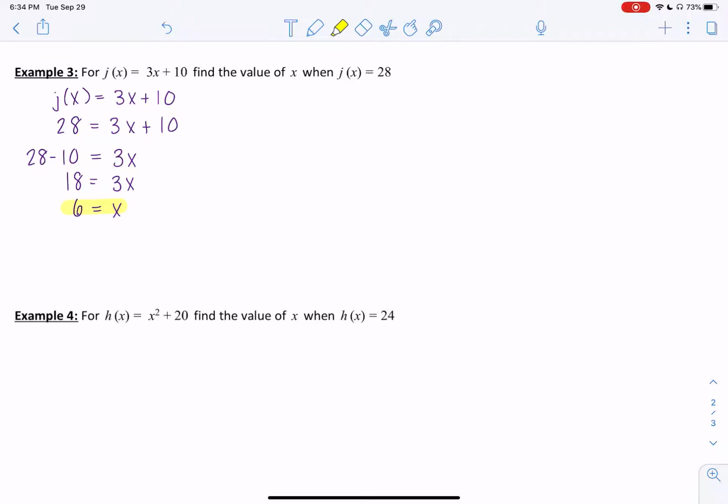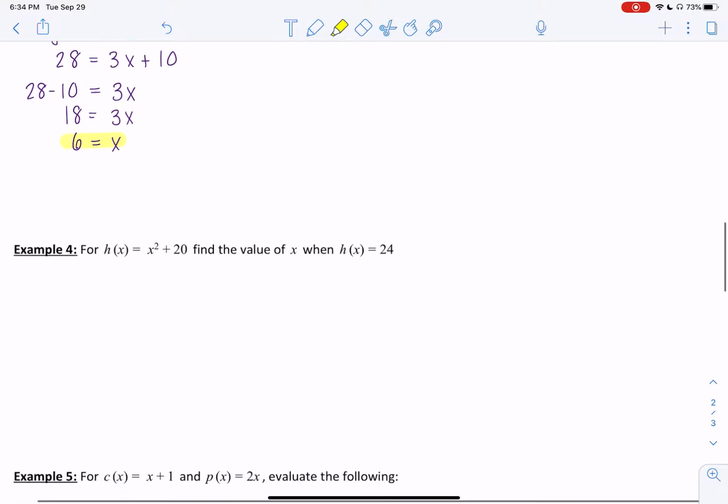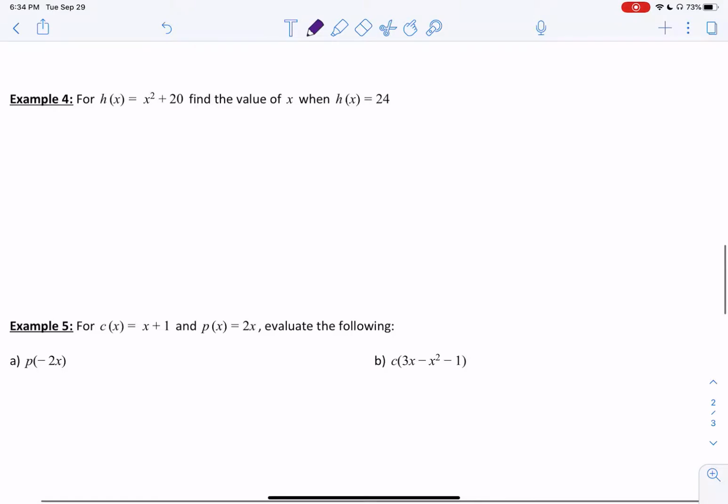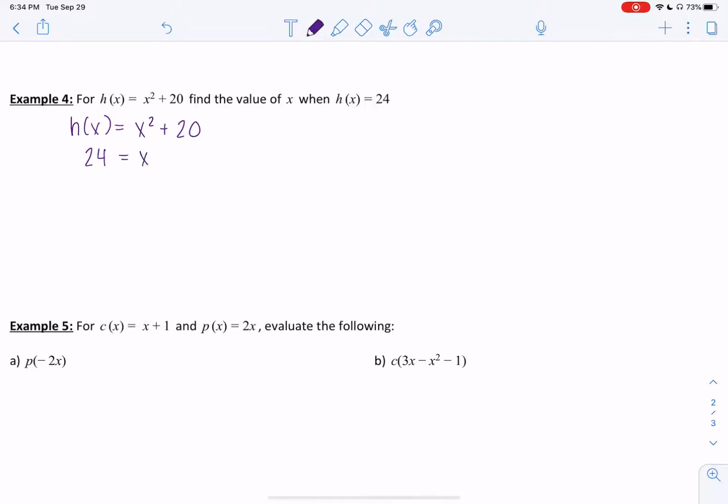Now for example 4, we have h of x equals x squared plus 20, and we want to find the value of x when h at x is 24. So we're going to approach it the exact same way. I'm going to start by writing out h at x equals x squared plus 20. And instead of writing h of x, I'm just going to write 24 equals x squared plus 20.